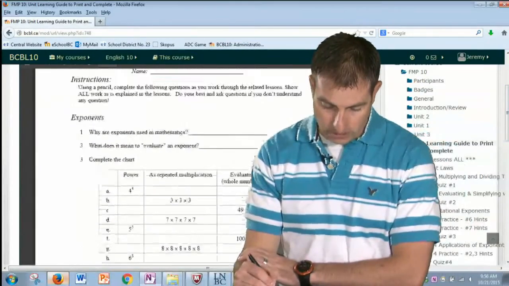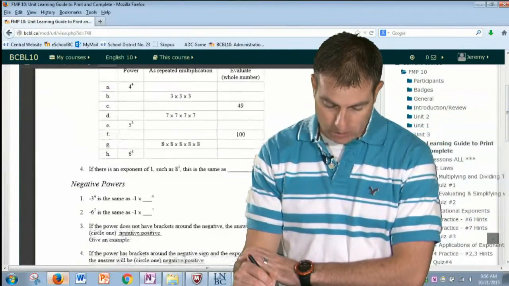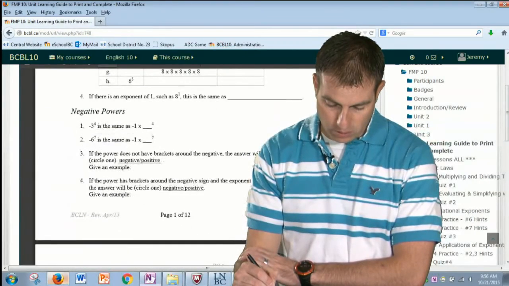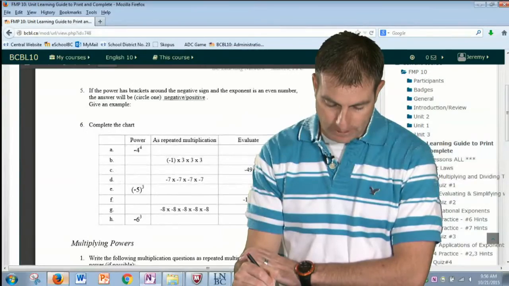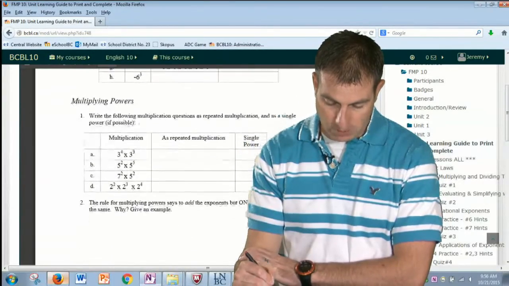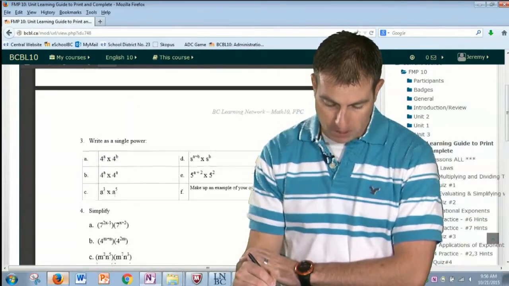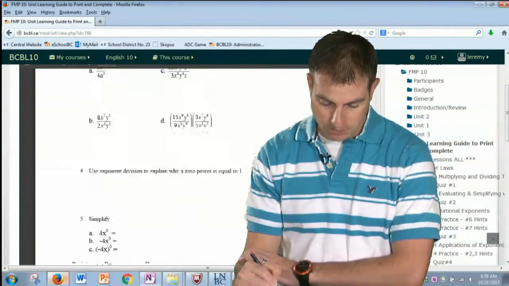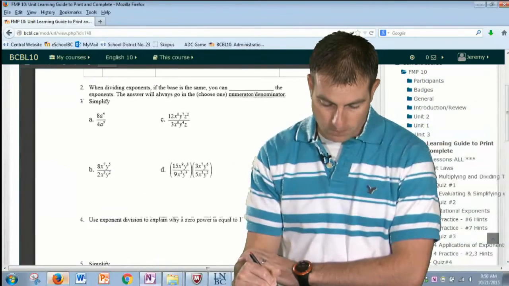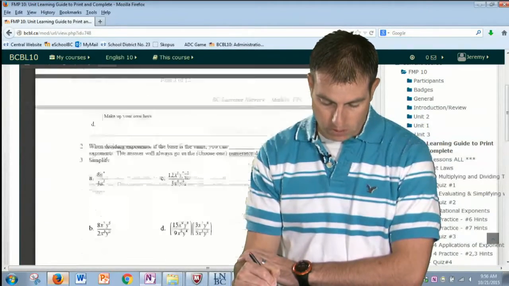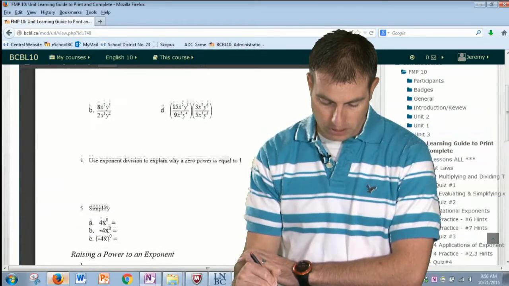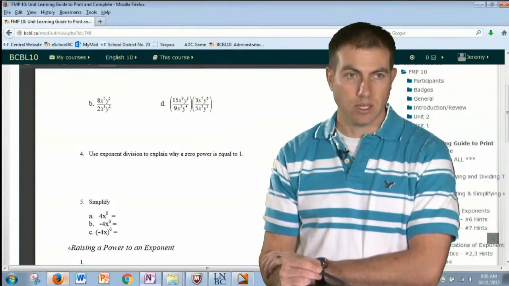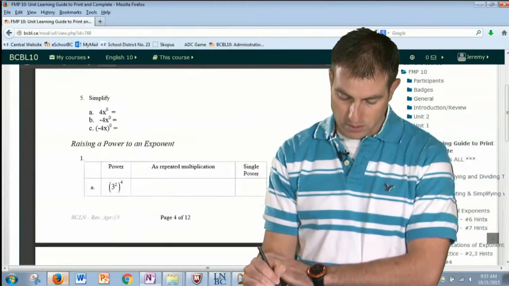Well, we can do exponents. We can do negative exponents. We can do multiplying powers. So we're good up to page 2, writing as a single power. You can do that. Dividing powers. There you go. So you can do basically the first 3 pages, everything up to raising a power to an exponent. We're going to do that tomorrow.